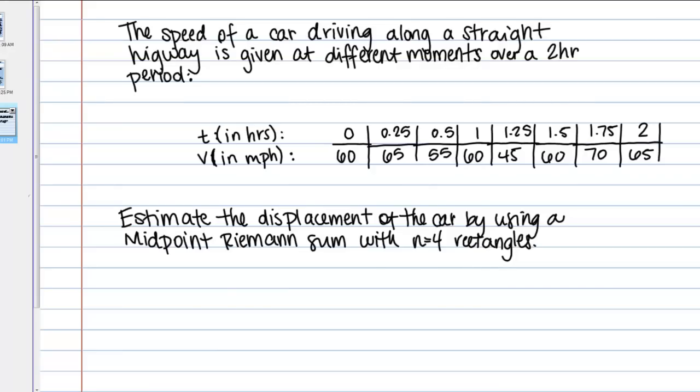Here are the directions. The speed of a car driving along a straight highway is given at different moments over a 2-hour period. Okay, and we have this little table of values. We are given time in hours, 0, quarter hour, half hour, 1 hour, and so on, up to 2 hours. And then the velocity of the car, or the speed of the car, at those different points in time. So 60, 65, 55, 60, so on. And then what we want to do is to estimate the displacement of the car by using a midpoint Riemann sum with n equals 4 rectangles.